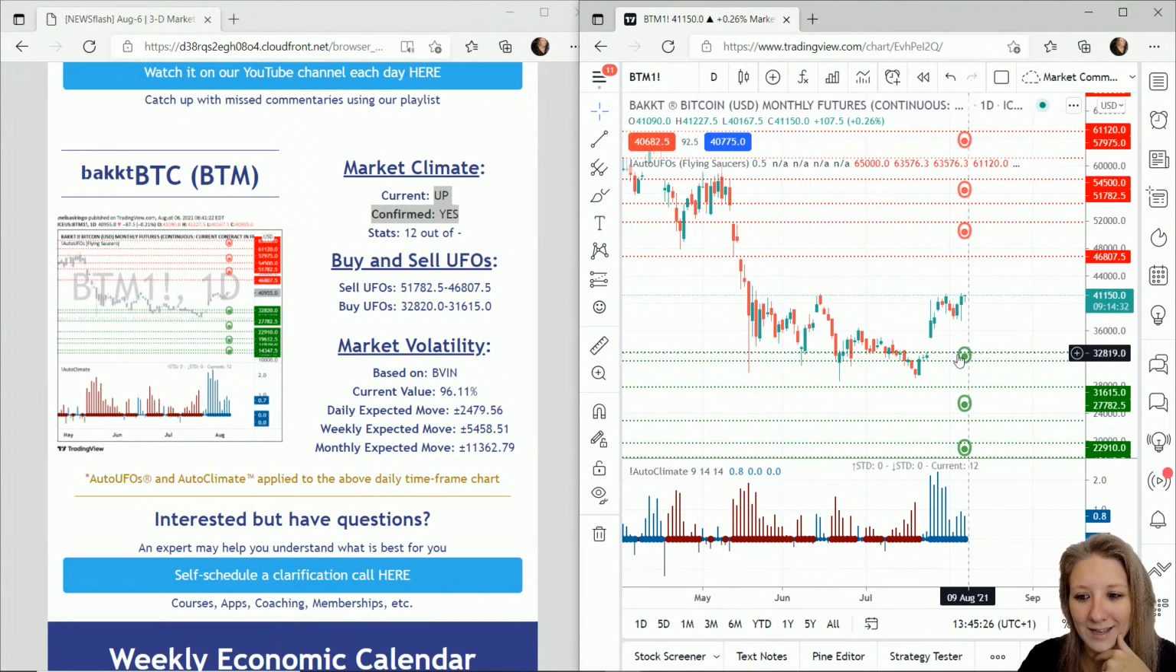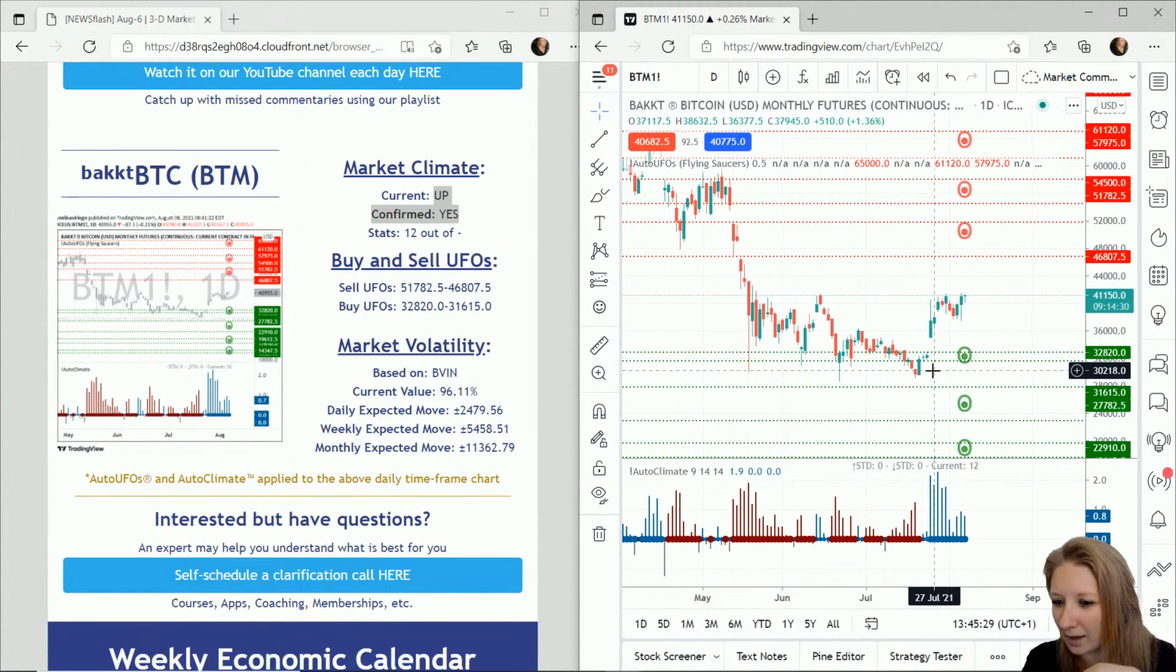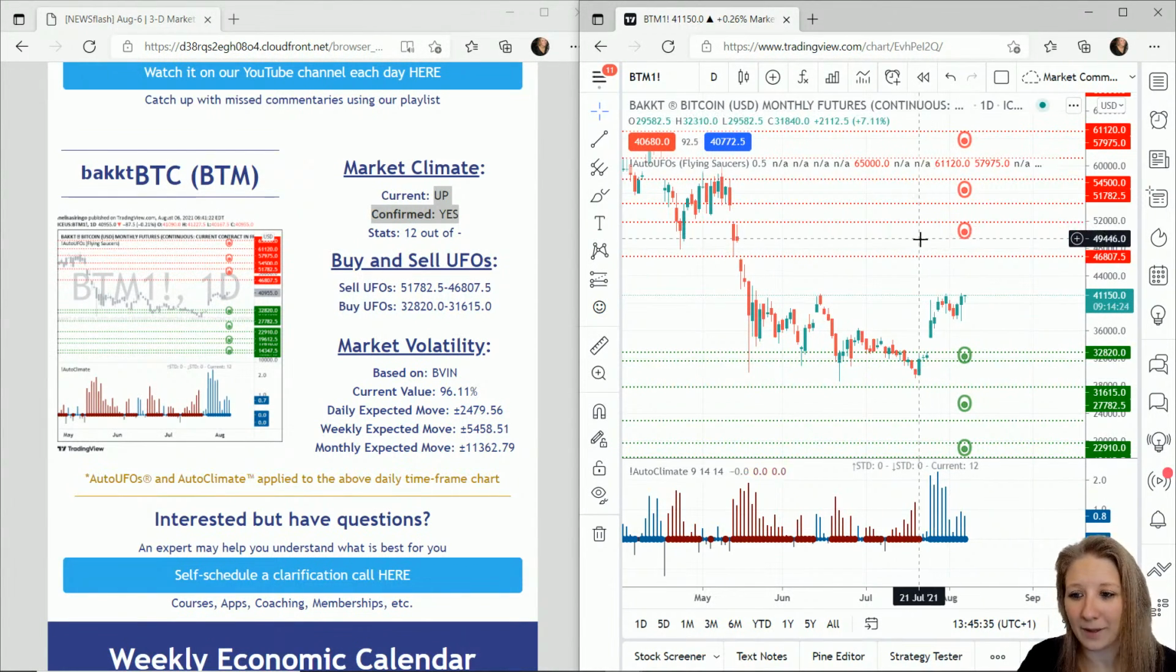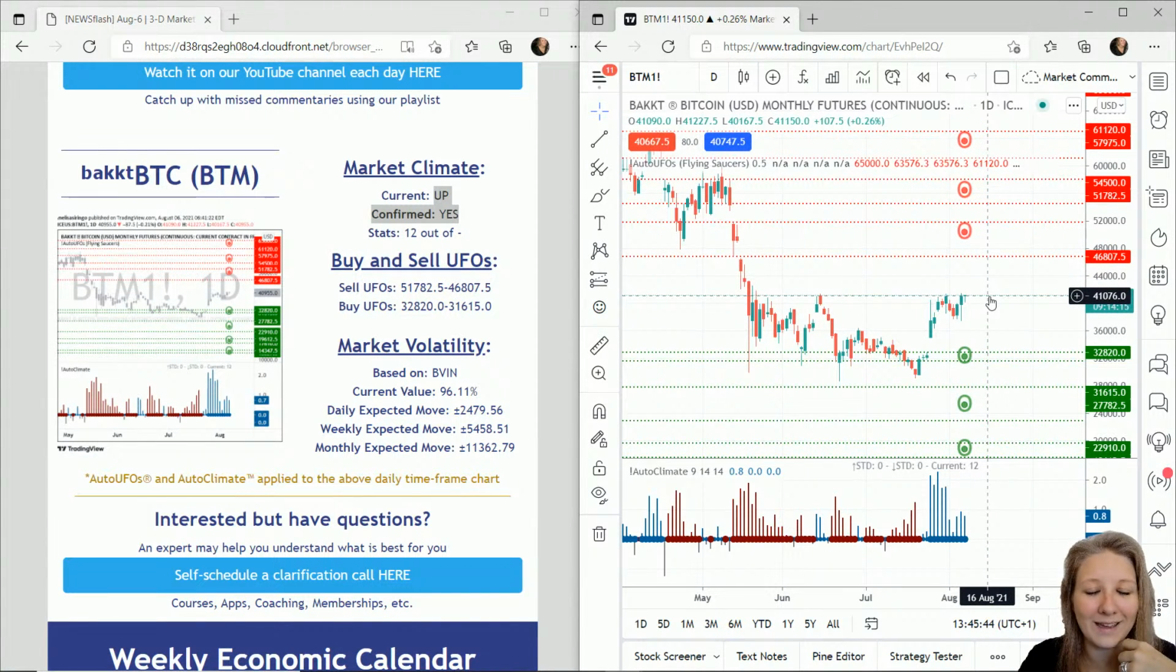Now, we're kind of in the middle of orders. We have buy orders here, 32,820 to 31,615. We have sell orders up here at 51,782.5 to 46,807.5. We're kind of in the middle. So for the time being, it's the climate that's giving this probability to the upside here with backed Bitcoin.